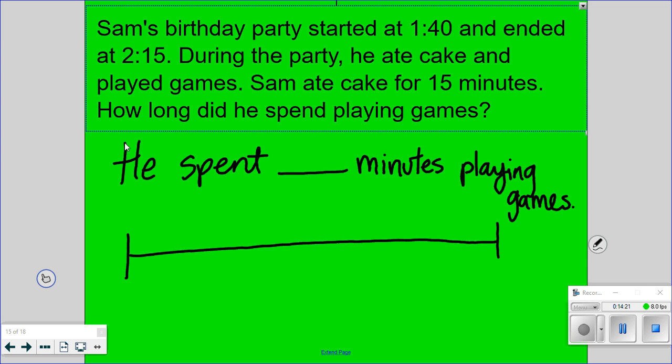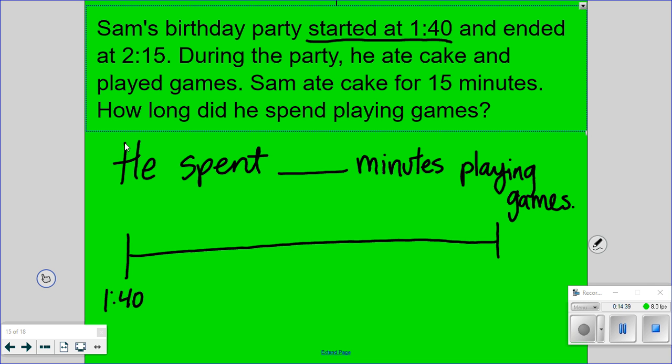Do I have a start time? Raise your hand to tell me. Yes, Brayden. 1:40 is my start time. It tells me that right in the problem. So I'm going to write 1:40 at the beginning.